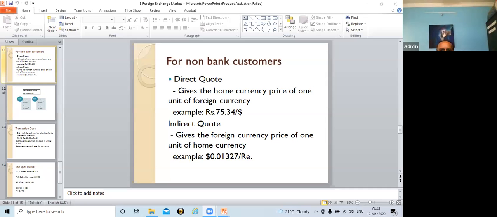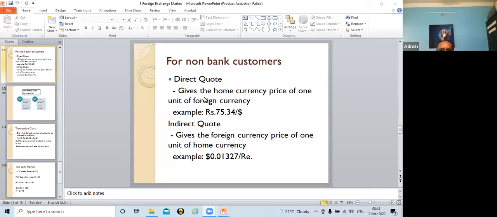American term and European term. Basically, there are two methods. From the examination point of view, please do remember this direct quote and indirect quote, because the questions are expected on this topic. Direct quote and indirect quote.